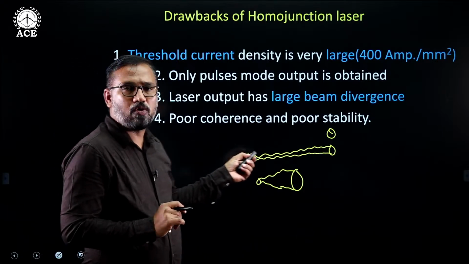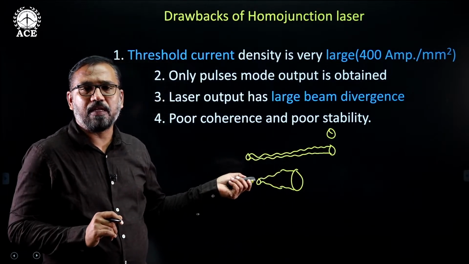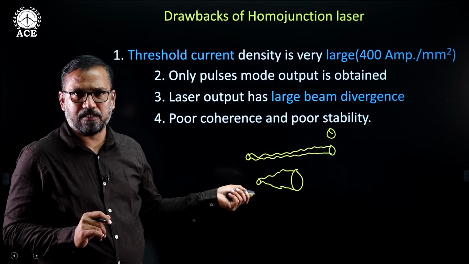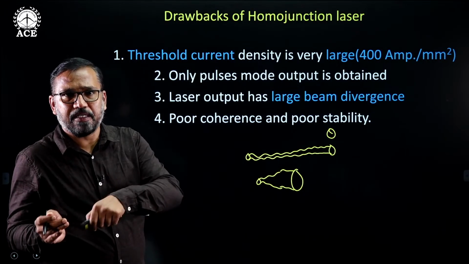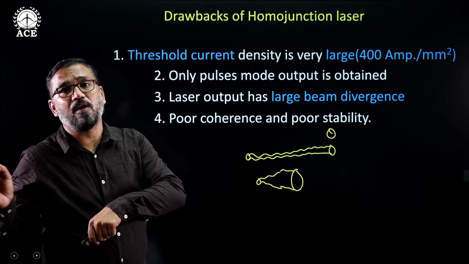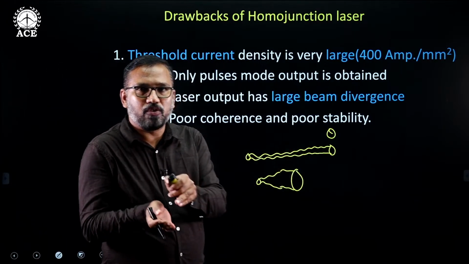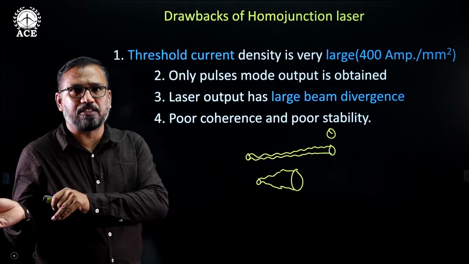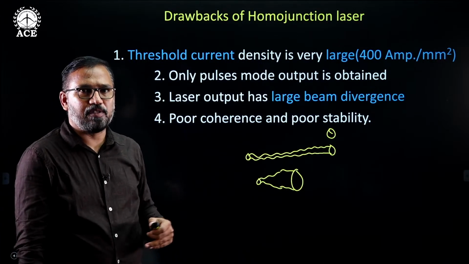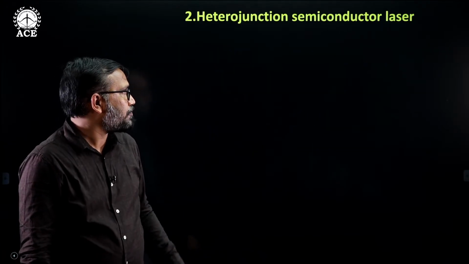Poor coherence. The emitted photons will not maintain a constant phase difference for a longer time, which means poor coherence and also poor stability. They won't be directed in one particular direction. The stability will not be the same. It has poor stability.